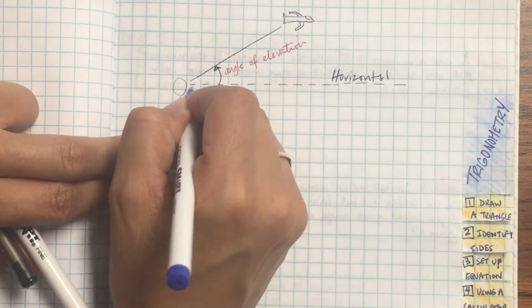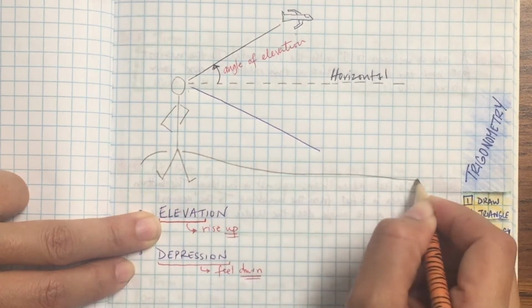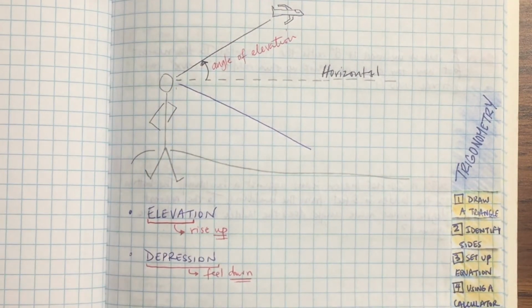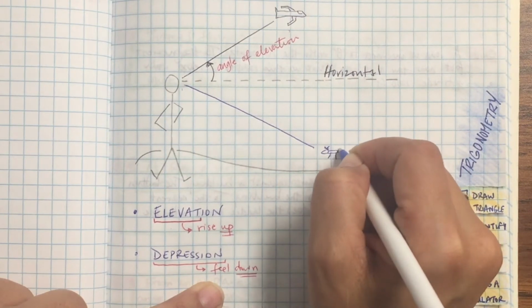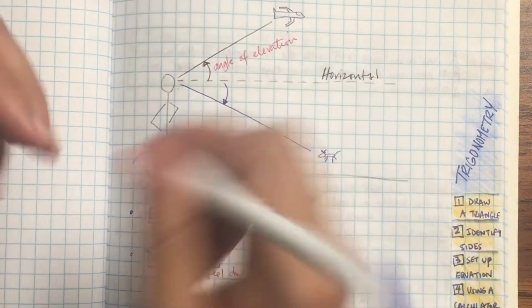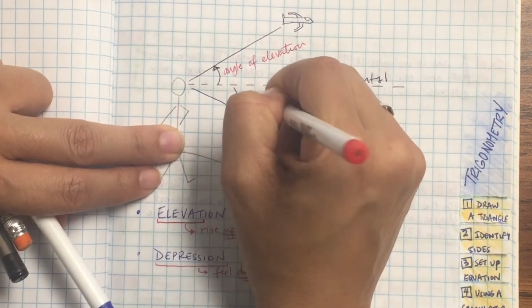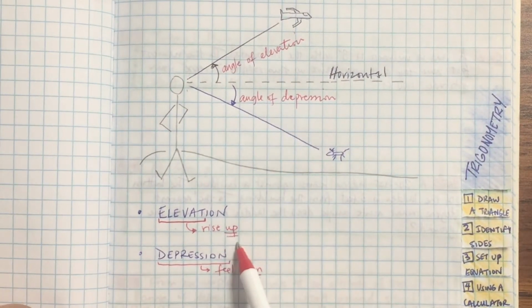If he's looking down, let's say he's looking at a dog, somewhere on the ground, I suppose. He's looking down, he is looking at an angle of depression. So there's my little dog. Man, that's a really good looking dog. Alright, so that's going to be my angle of depression. Again, starting from the horizontal line, going down.